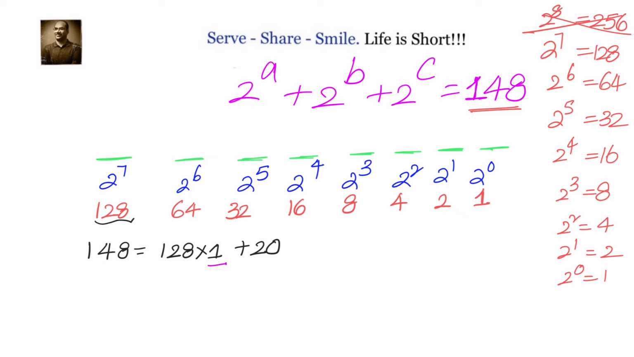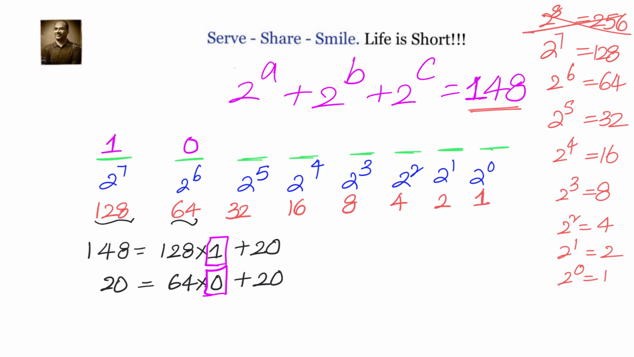Then we will go to the next one. Next we have 2 power 6, that is 64. But 20 is less than 64. How can you write 20 in terms of 64? Simple. 64 into 0 plus 20, because 64 ones are 64, more than 20. So I don't want to multiply with that. So it will become 0 now. So our next value is 0.